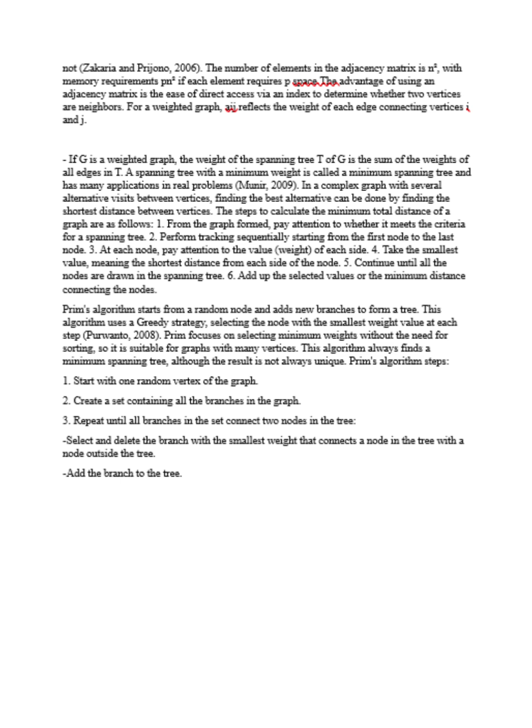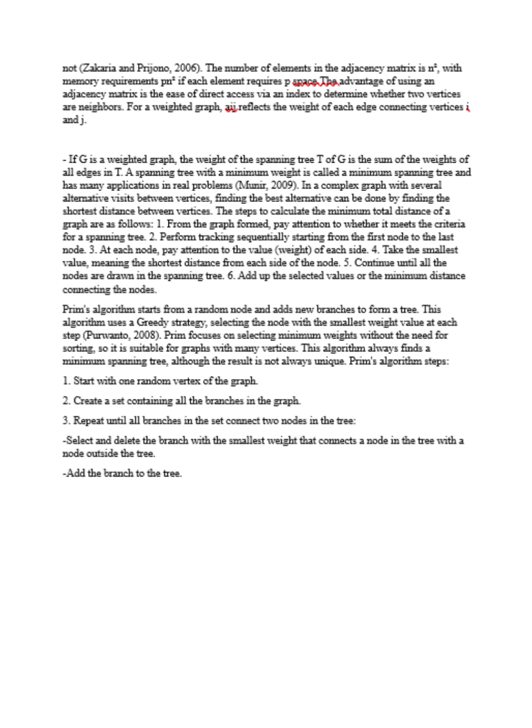Munir, 2009. In a complex graph with several alternative visits between vertices, finding the best alternative can be done by finding the shortest distance between vertices. The steps to calculate the minimum total distance of a graph are as follows. 1. From the graph formed, pay attention to whether it meets the criteria for a spanning tree. 2.